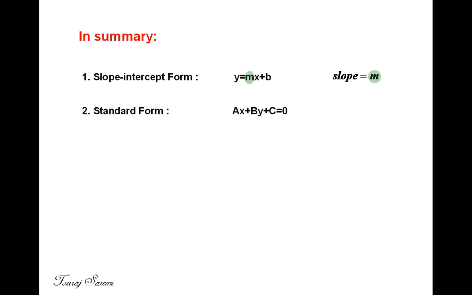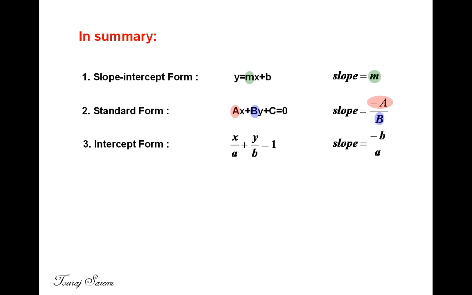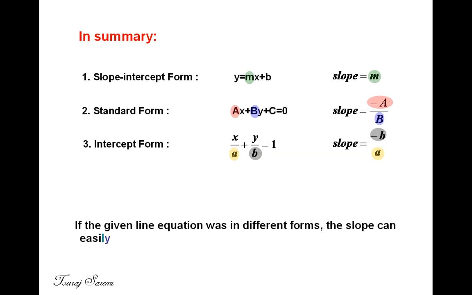In summary, 1. Slope-intercept form. The slope is the coefficient of x. 2. Standard form. The slope is the ratio of the negative coefficient of x to the coefficient of y. 3. Intercept form. The slope is the ratio of the negative of the denominator of y to the denominator of x. If the given line equation was in a different form, the slope can easily be found by converting it to one of these three forms.